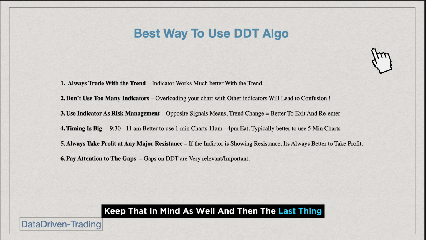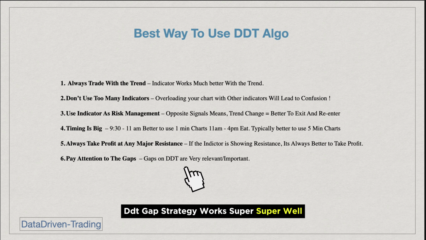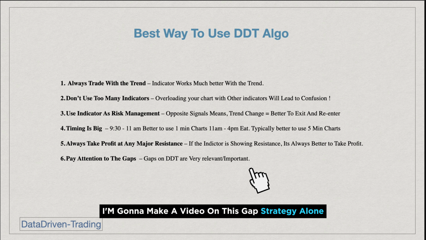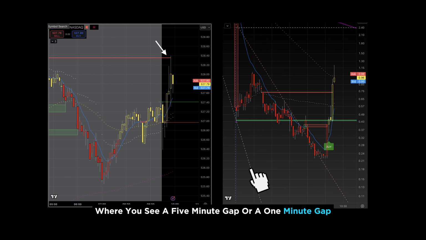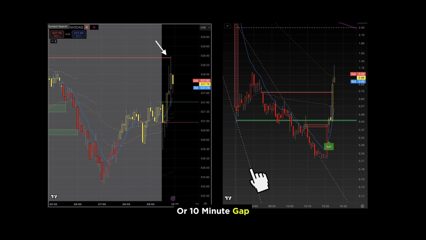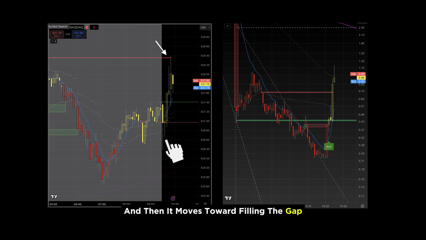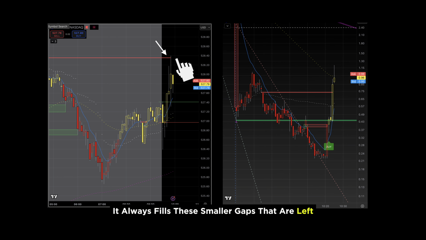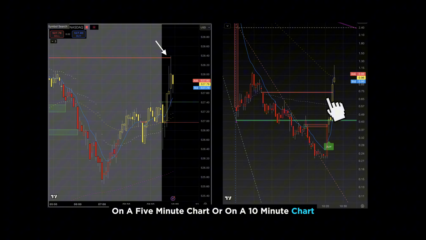And then the last thing, pay attention to the gaps. The DDT gap strategy works super well. I'm going to make a video on this gap strategy alone, and it happens every single day where you see a 5-minute gap or a 1-minute gap or a 10-minute gap that always ends up filling in the morning. So the market always gives you a little bit of a clue on which way it's going to move. It always traps first and then it moves toward filling the gap. More likely, it always fills these smaller gaps that are left on a 5-minute, 10-minute, or 15-minute chart.